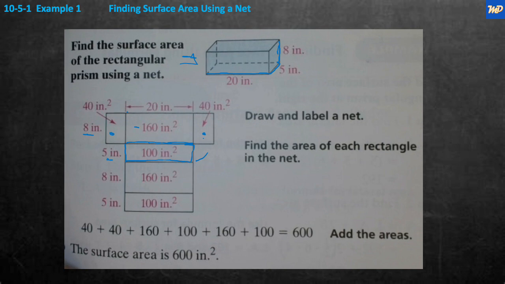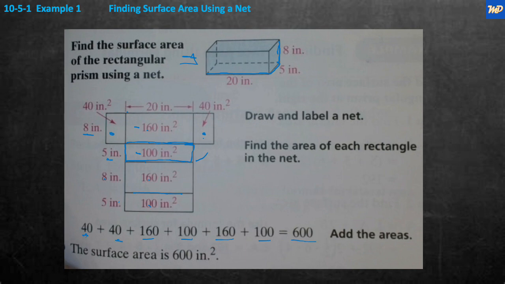160 inches square, 100, which is 5 times 20. 160 is 8 times 20. Another 160, 8 times 20. They're all 20 wide. 5 times 20 is 100. So we have 360, no, 320, 420, 520, plus 40 and 40 is 80. So 520 and 80 is 600. So 40, 40, 60, 40, 60, 100 equals 600 when you add all those together.